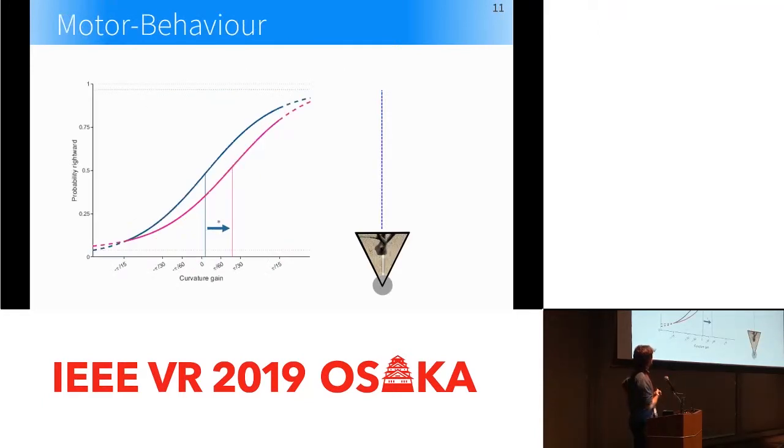So we could see that there's a significant shift in this point of subjective equality. And this kind of means that this gain here is understood or interpreted as straightforward movement. So when we shift the point of subjective equality, then this gain over here should be interpreted as straightforward after the adaptation, right? So we thought, well, let's test if this is really the case.